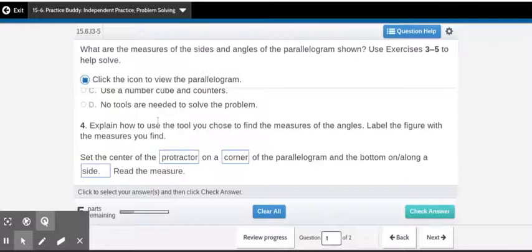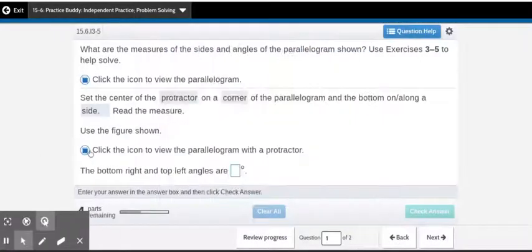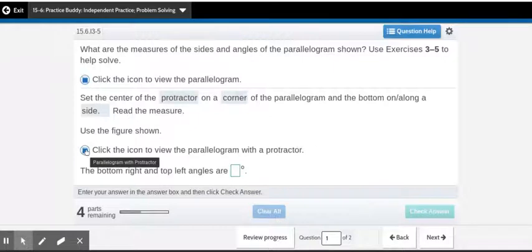Returning back to lesson 15-6, we want to make sure that we set the center of the protractor on the corner of the parallelogram's angle and set the bottom of the protractor along the side of the parallelogram. Let's check our work to make sure that we have the correct wording. We are correct. I'm going to click the icon to view the parallelogram with the protractor.